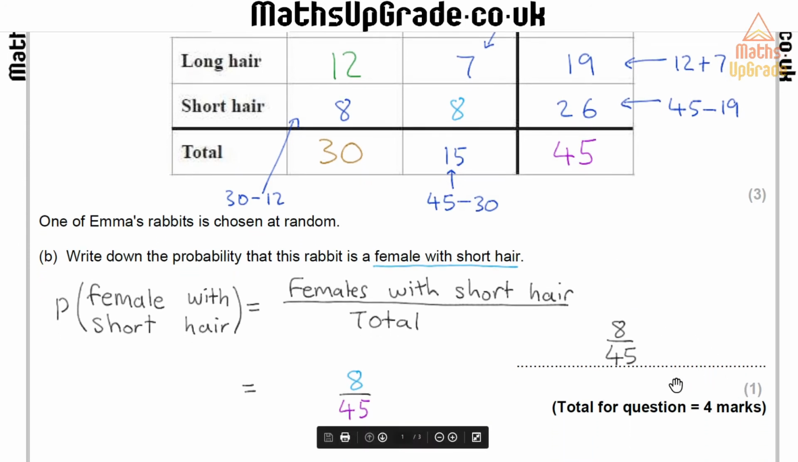It's only 1 mark, so you don't need to simplify it. But if it was more than 1 mark, you'd probably need to simplify it. This cannot be simplified anyway.